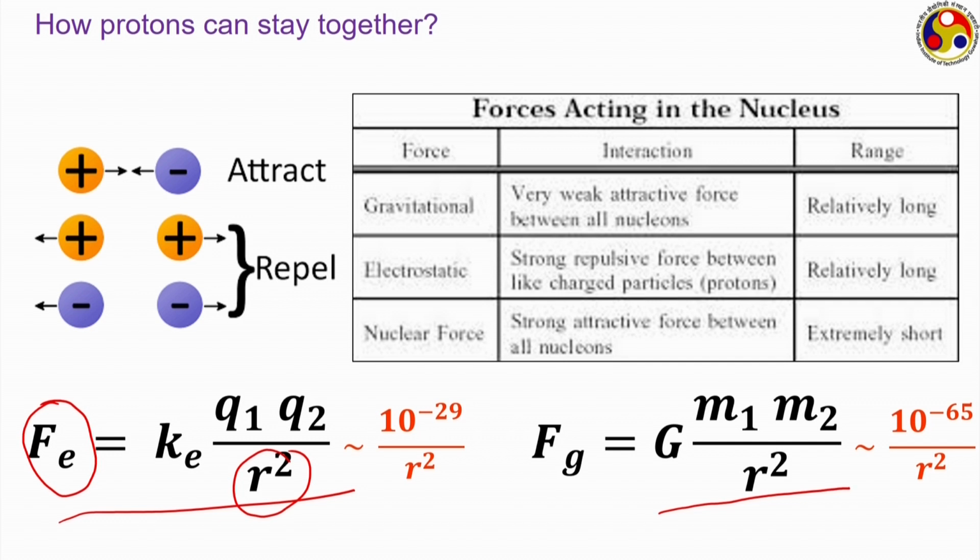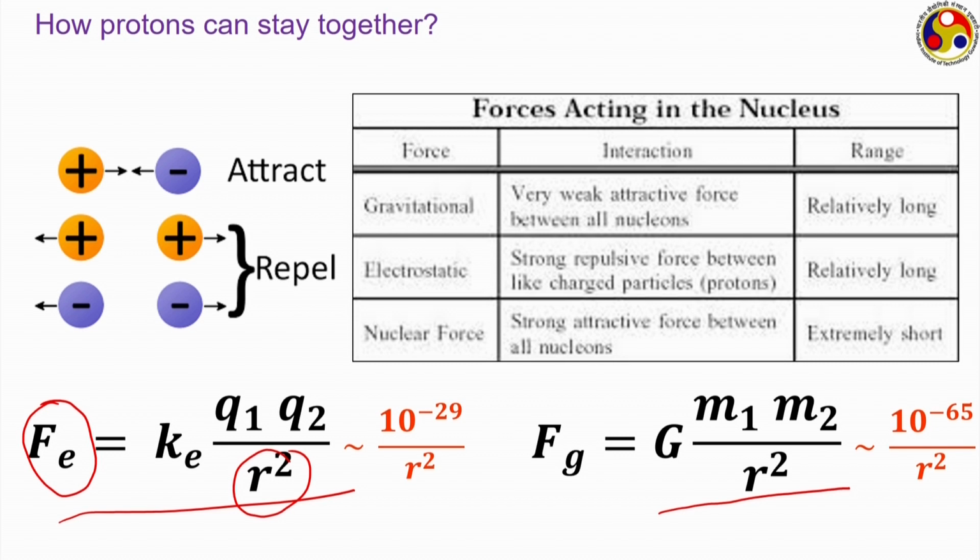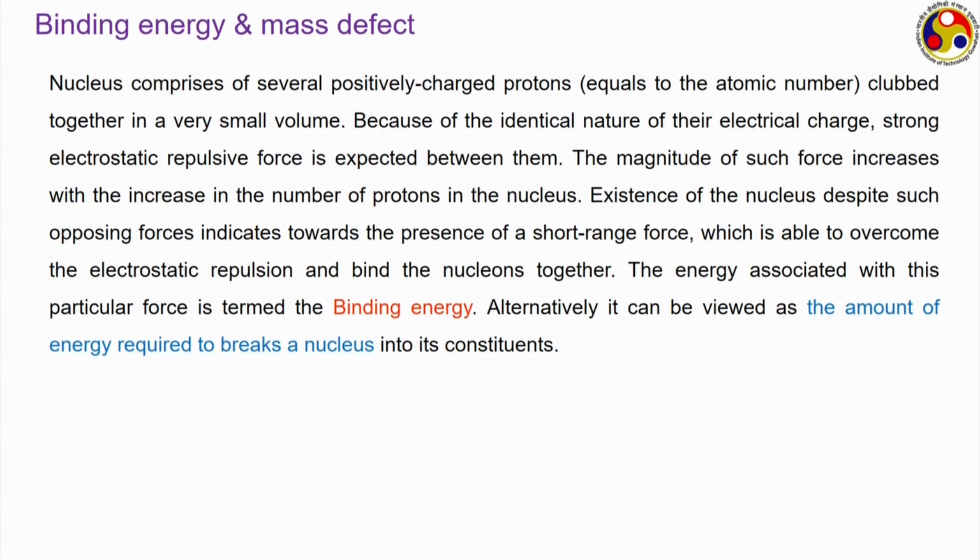Then there has to be some kind of nuclear force which opposes this electrostatic repulsion and keeps the nucleons together. That is expected to be a short range force, while gravitational and electrostatic forces are long range, that means they act over longer distances. This expected nuclear force has to be a short range one, so that its influence is limited only inside the nucleus, and it must be strong enough to oppose the electrostatic repulsion. And that is where the concept of binding energy comes into the picture.